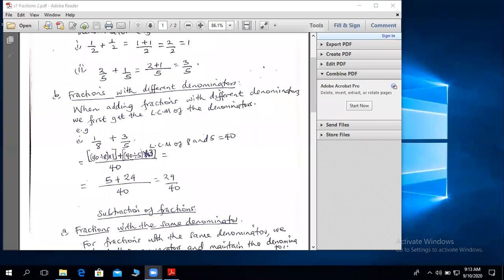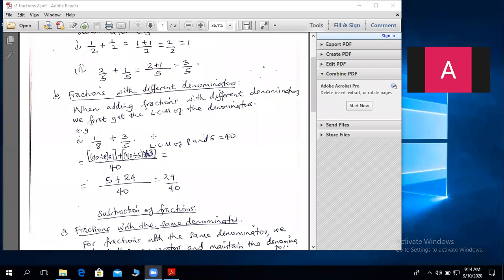the LCM of these denominators. So let us look at this case where the denominators are different. This is 8 and this is 5. We get the LCM of 8 and 5, and no question about it, the LCM of 8 and 5 is 40. So I will leave that one up to you to draw a table and ensure that the LCM of 8 and 5 is 40.